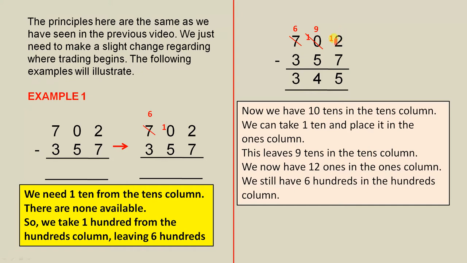So now, see here, this leaves 9 10s in the 10s column. There they are there, 9 10s. We now have 12 1s in the 1s column. There it is there, 12 1s. We still have 6 hundreds in the hundreds column, so that hasn't gone anywhere. There's still 6 of them. Let's go now with a subtraction. 12 take away 7 is 5, 9 take away 5 is 4, and 6 take away 3 is 3.